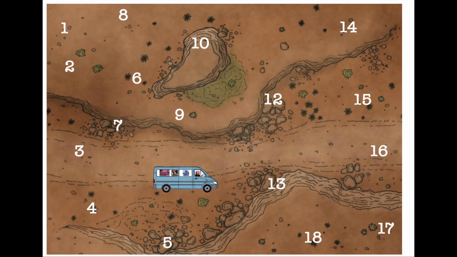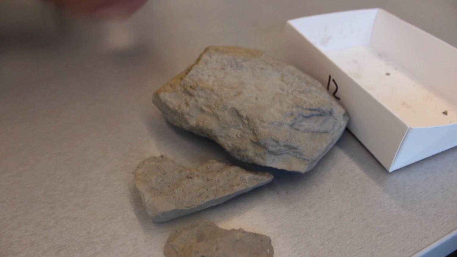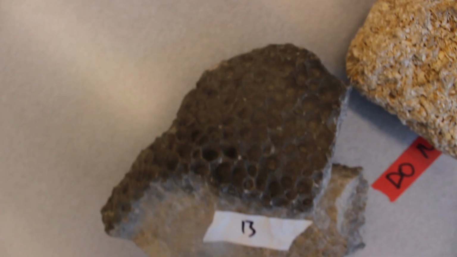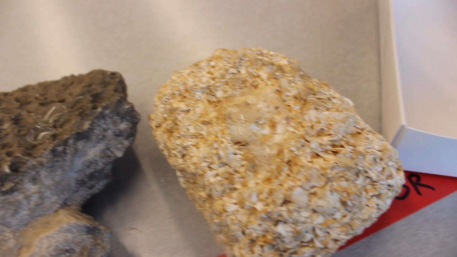Number 12. Here we go. Look real closely at this guy. And it's super fine grain. And it doesn't fizz. So, you know, you've got to do some tests. COVID, so you can't put it in your mouth to see. Squirreling our way to site 13. These are kind of cool looking. Oh, look at that. That one's fizzing. Oh, and this really fizzes.